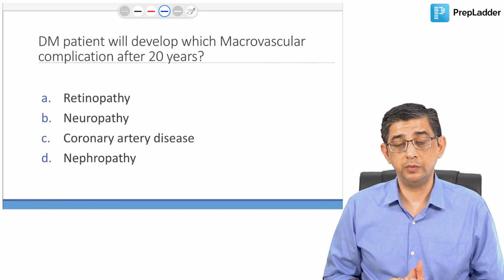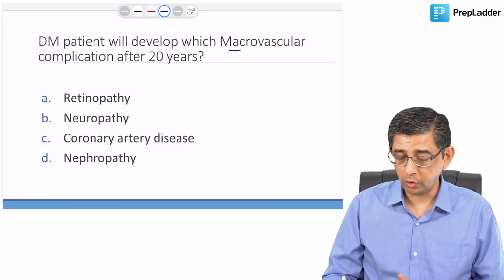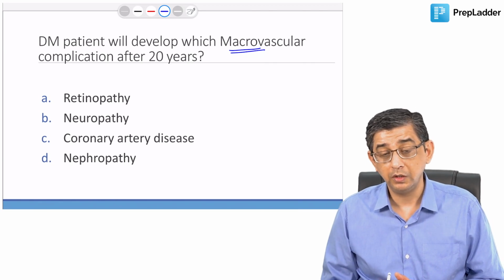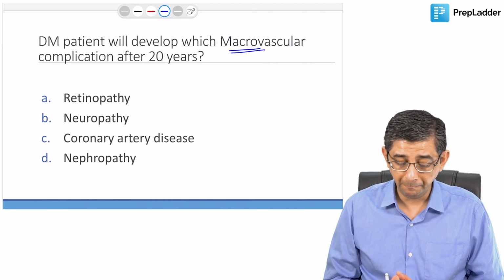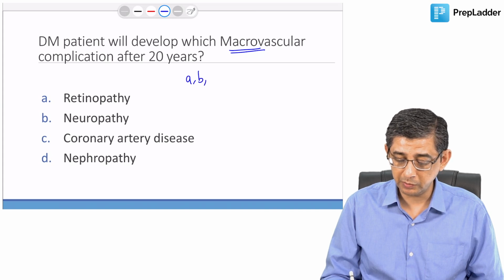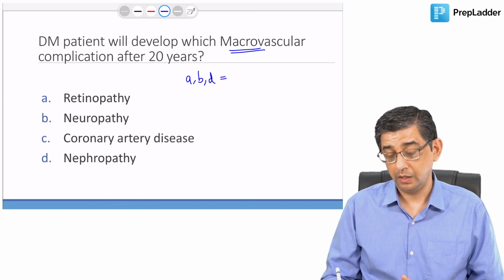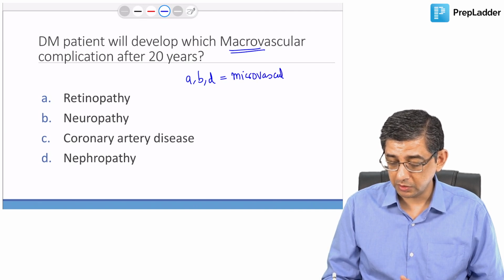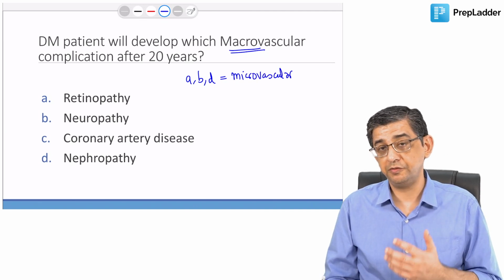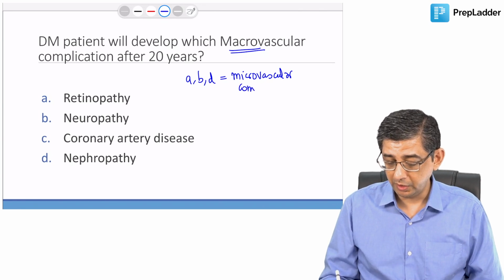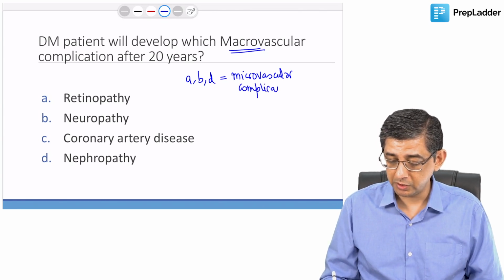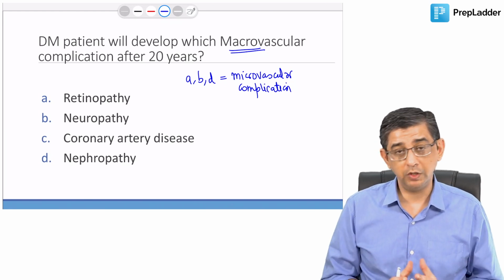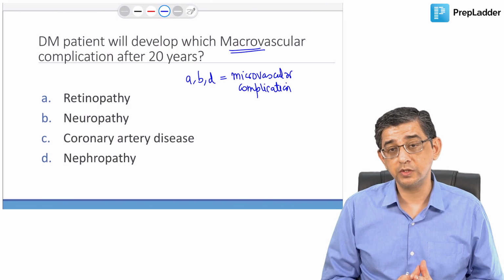The next question talks about a diabetes patient developing macrovascular complications, retinopathy, neuropathy, nephropathy. Options A, B, and D, which are present in this MCQ, are actually going to be microvascular complications. If you listen to the discussion of diabetes mellitus, right in the first 15 minutes, I've handled this: retinopathy, which will contribute to blindness, neuropathy can cause a non-healing ulcer in the sole of the foot, nephropathy will cause chronic kidney disease. They are all microvascular.